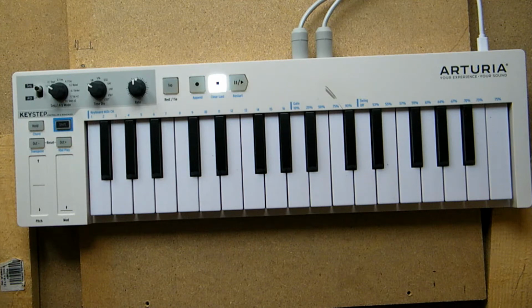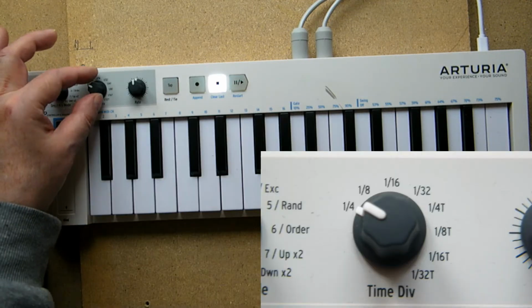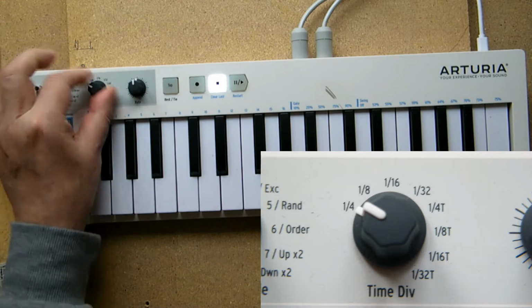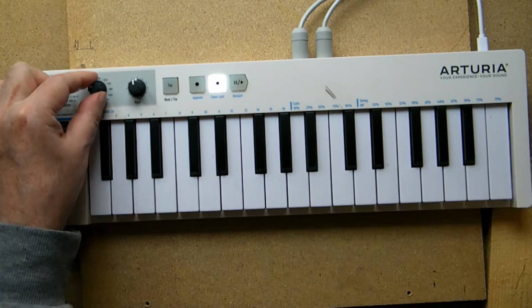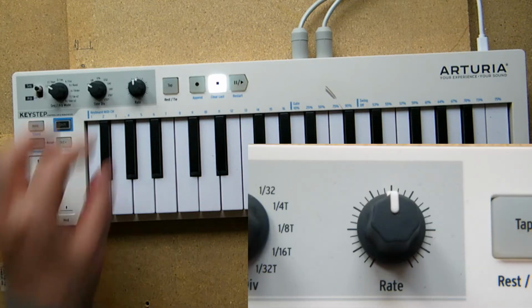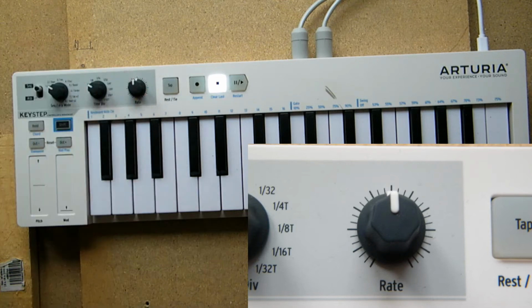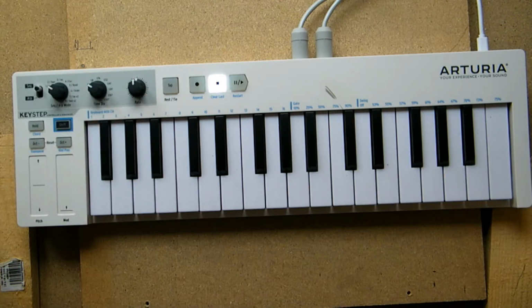My sequence shall have a time division of 1/4, a quarter note. In other words, 4 steps of the sequence make 1 bar. Each beat occupies a sequencer step of its own, so I switch to 1/4, here, the leftmost position of the middle knob. I choose a middle speed here with the rate knob at 12 o'clock. There is, by the way, another more intuitive way to adjust speed. I'll talk about it later in this video.